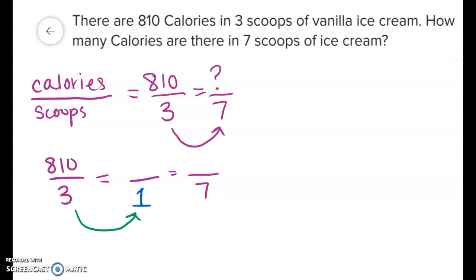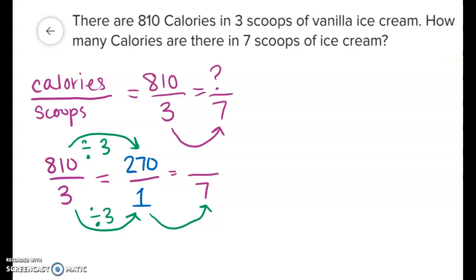So how do you change a 3 into a 1? I divide that by 3. And since I want to keep things proportional, I'm going to go ahead and divide 810 by 3. So I'm going to use my calculator for that. So 810 divided by 3 is 270.